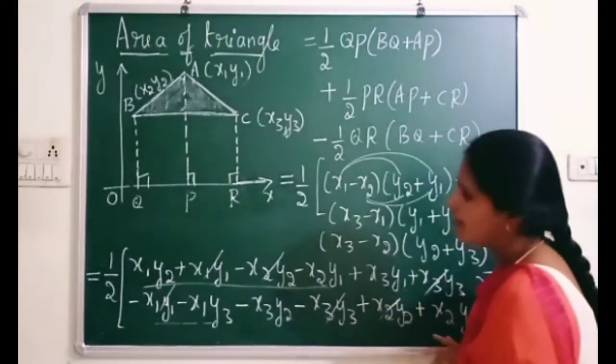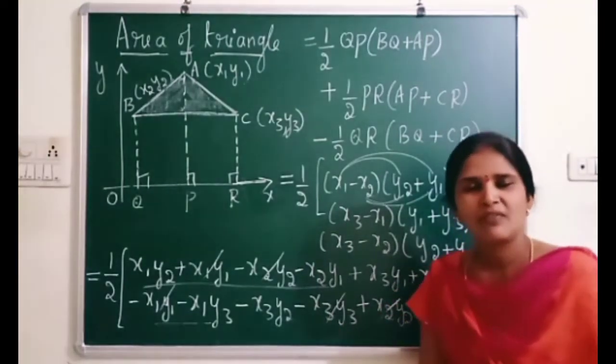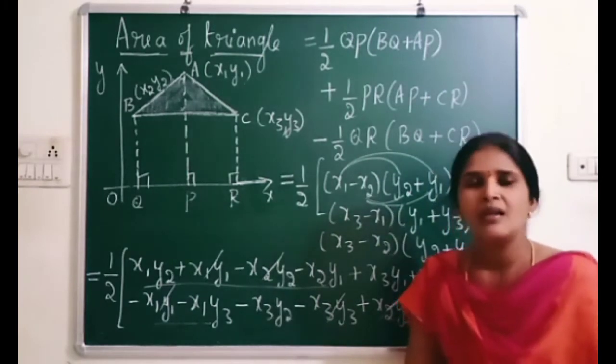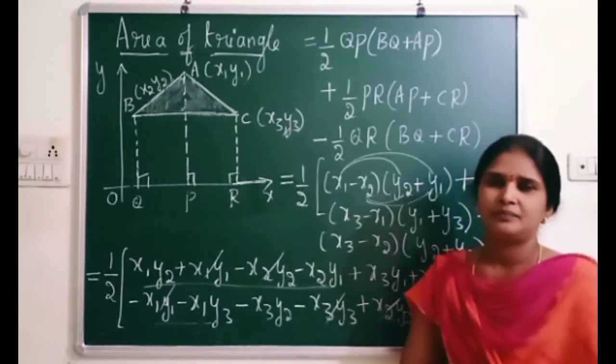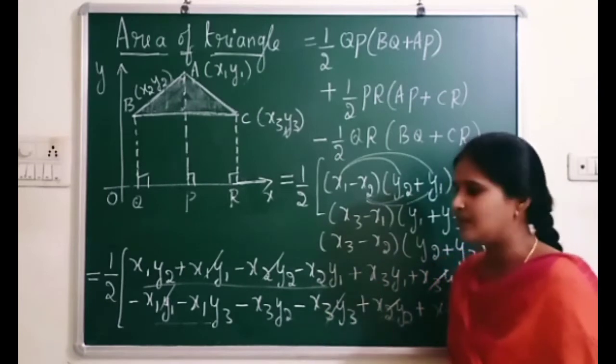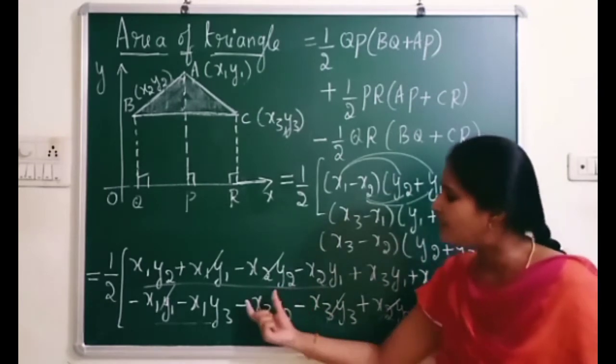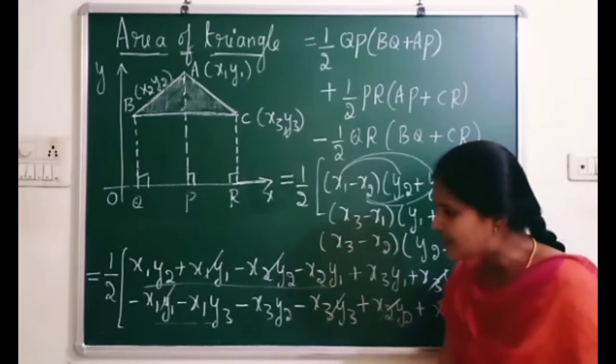Now whatever is remaining in this, we have to take and simplify to get the formula of what? Area of trapezium. Sorry, area of triangle. So we are finding the area of triangle. After simplification, after cancelling, we get some terms.